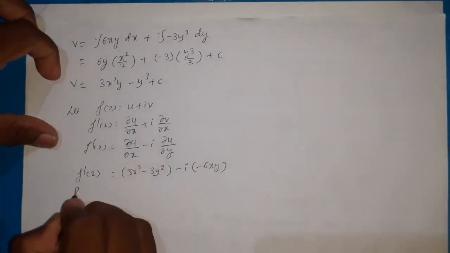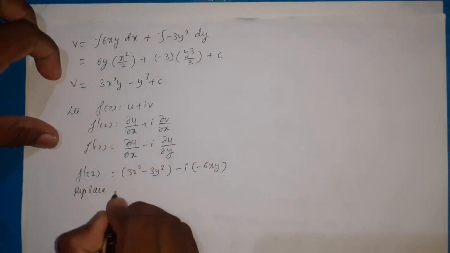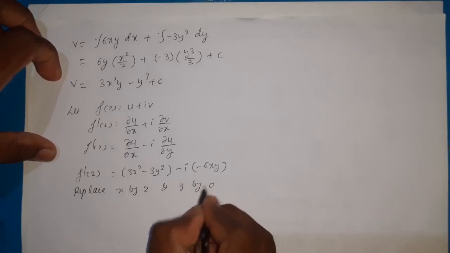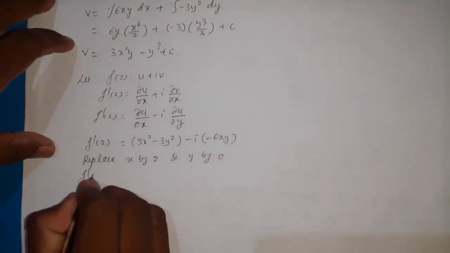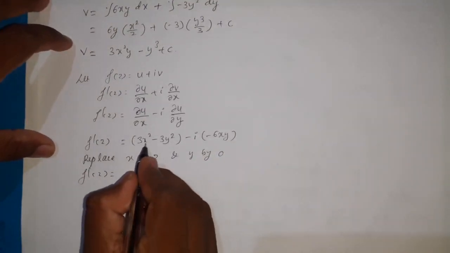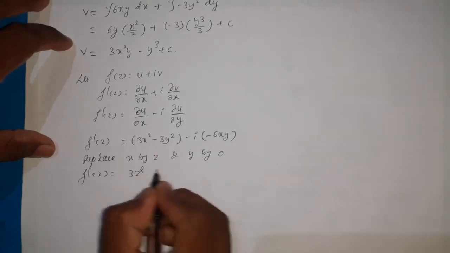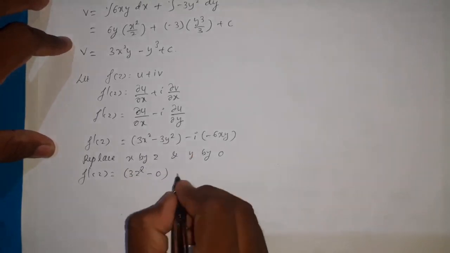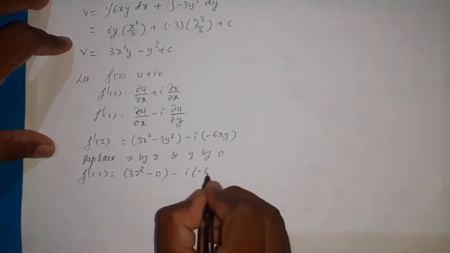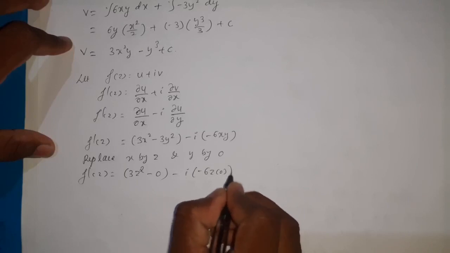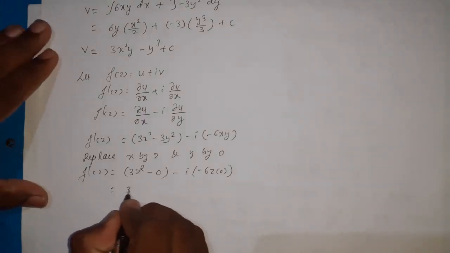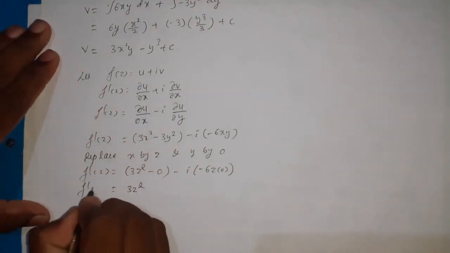Now replace x by z and y by 0. Then what about f dash of z? So here x by z means this becomes 3z square minus 0, because y is there, minus i into minus 6z into 0, because we should put y equal to 0. Then this is equal to 3z square, f dash of z.